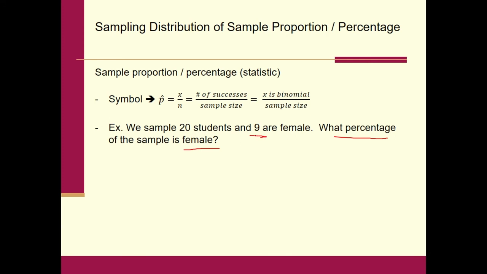All right, so how many successes did we have in our sample? We had 9. That would be x. We sampled 20 students. What is that? That's the sample size. That's n. So here's our x over n. So we have 0.45 or 45%.